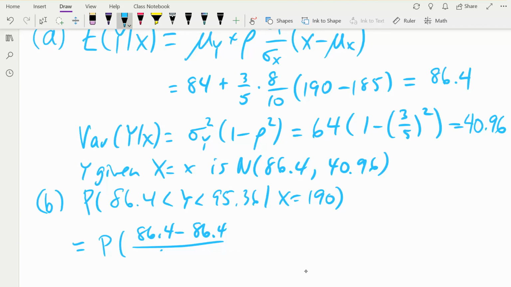I was actually trying to do the number. I was going to write it as square root of 40.96. It comes out even. That was 6.4. Thank you. That's what I was trying to get to. I knew it came out even. I was just having a hard time actually getting it to work in my head. And then 95.36 minus the 86.4 over the 6.4.